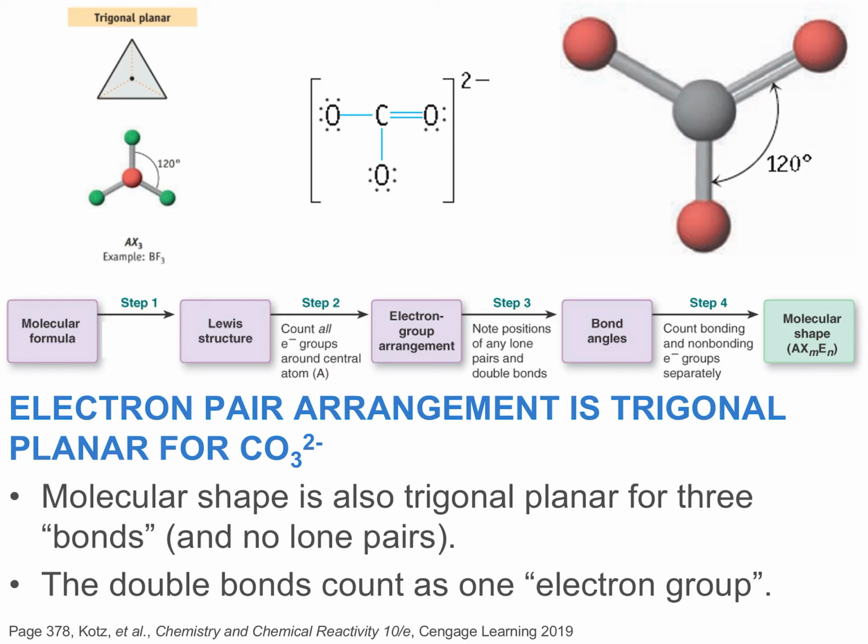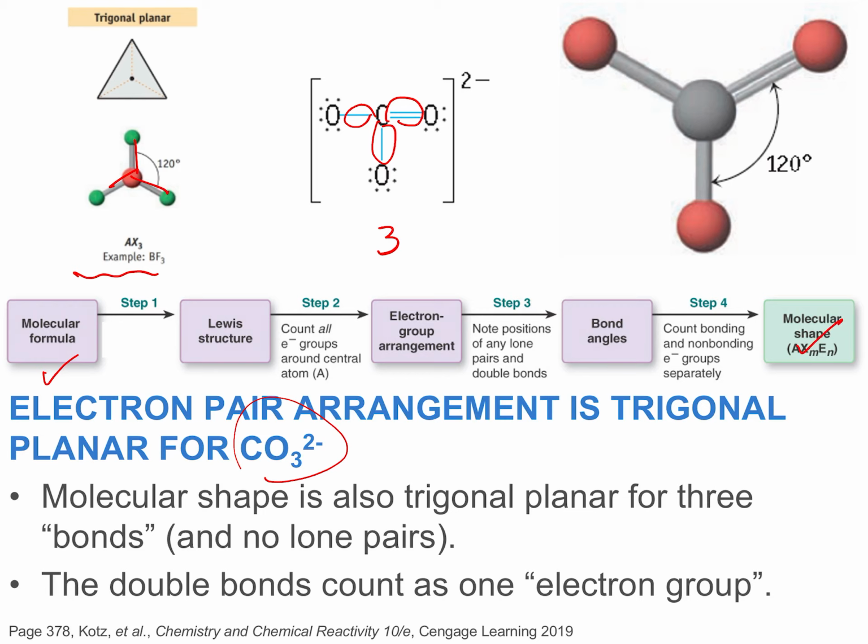Here's another example. This is carbonate. So if you go back and look at resonance structures, you should know that this is only one of them, but we can still use this one structure for our example. So molecular formula, CO3 2-. Let's draw the Lewis structure. So the Lewis structure is over here. Let's count all of the electron groups. Well, we've got 1, 2, 3. So again, the double bond counts as just one group. So we have three electron groups. So that means 3 means trigonal planar. So that means it's a planar molecule, and the bonds are 120 degrees apart. And that's what this looks like.